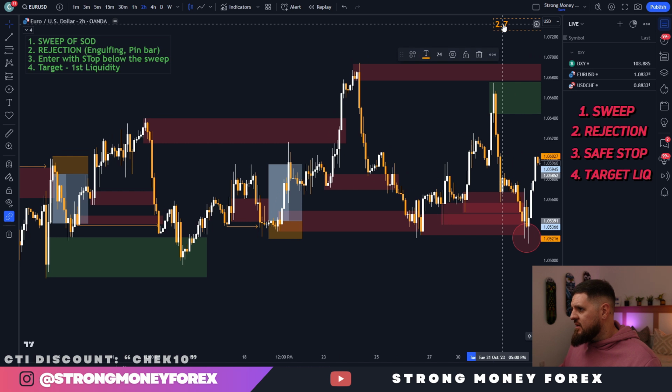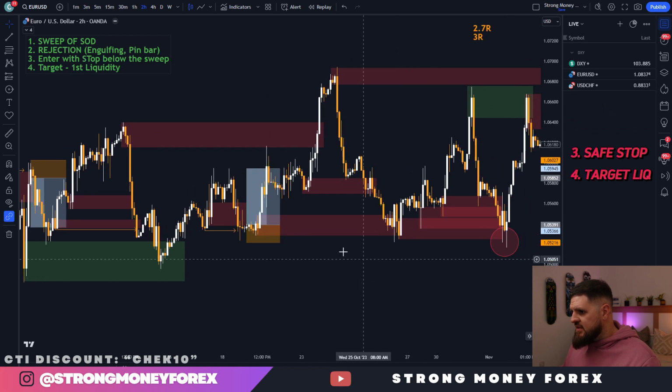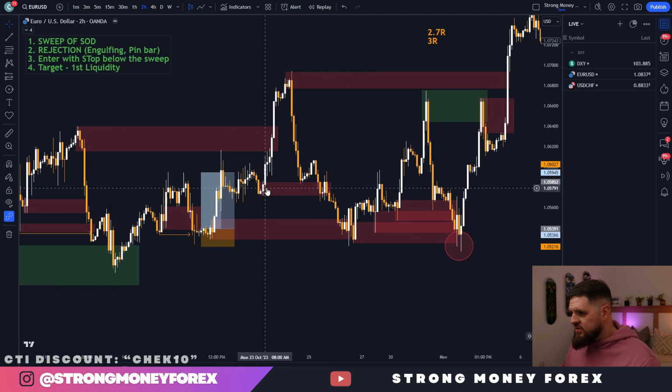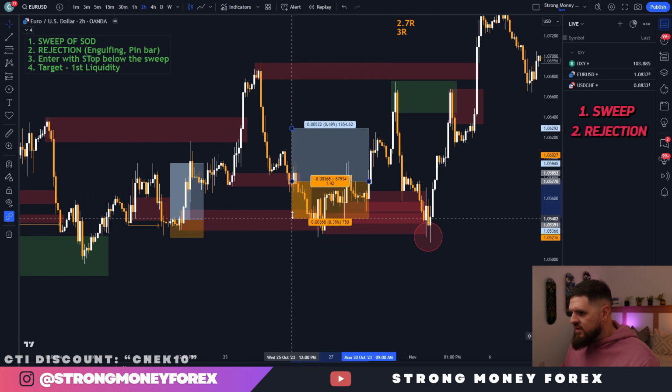So we're now up here, and we've got a 3R trade. 3R trade, perfect. Move on to the next one. So this one here, stop below the low. So we have a supply zone, demand zone here. We've had a big push up, great. So we have a push down, then we have a rejection. So we enter like that with a stop below the low.